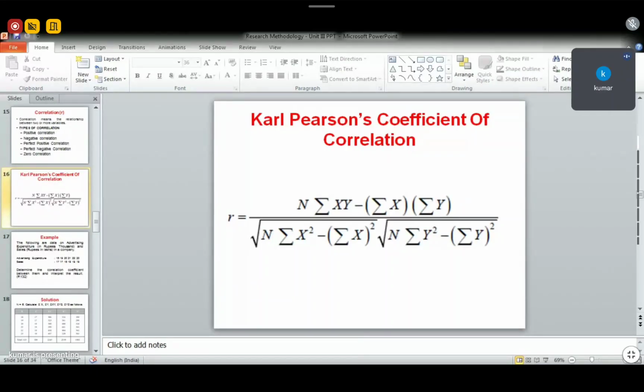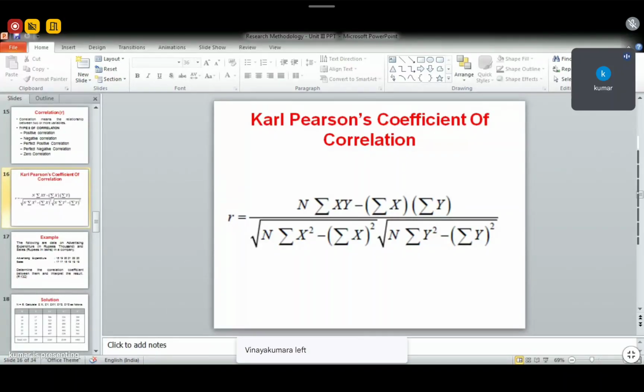I will tell you the page number in the study material: 130. Move to page number 130, please. From that itself, I will explain this now. Go to illustration number 1, the first illustration. That is advertisement expenditure and sales.